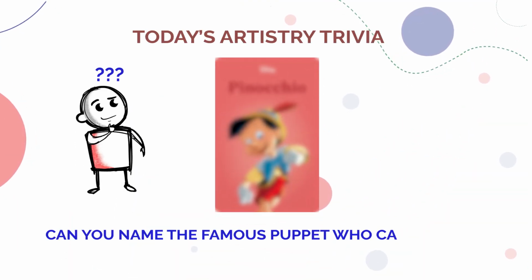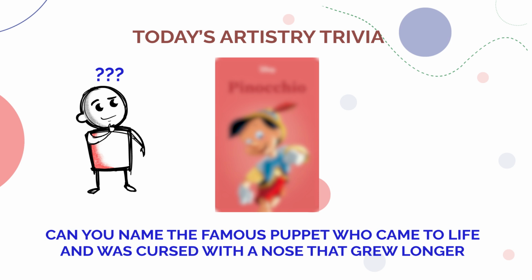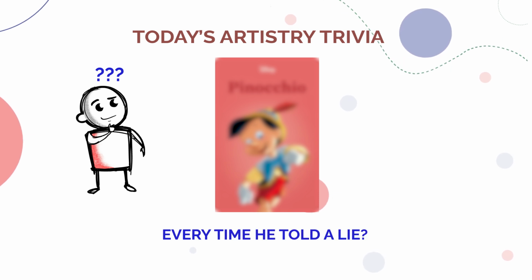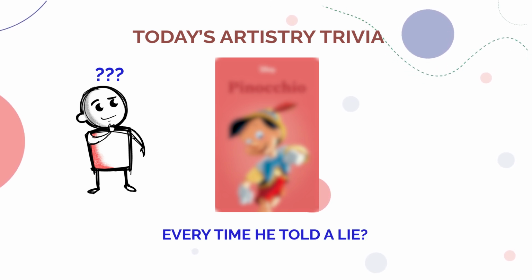For today's artistry trivia, can you name the famous puppet who came to life and was cursed with a nose that grew longer every time he told a lie? Drop your guesses in the comments below and stay tuned till the end to know the correct answer.